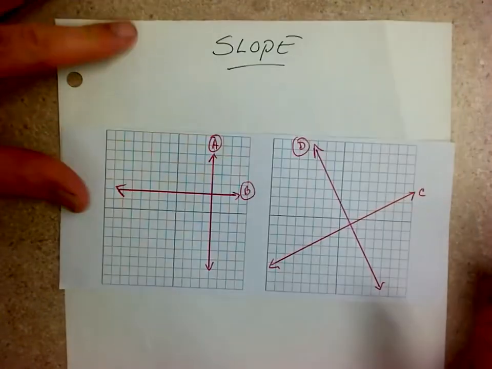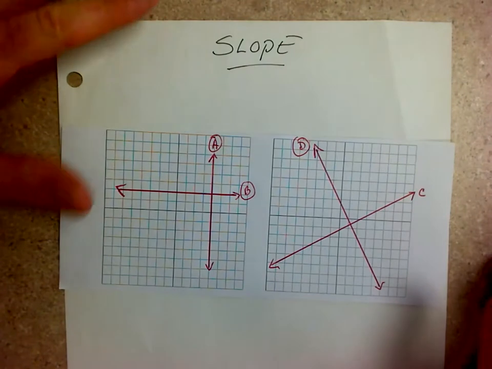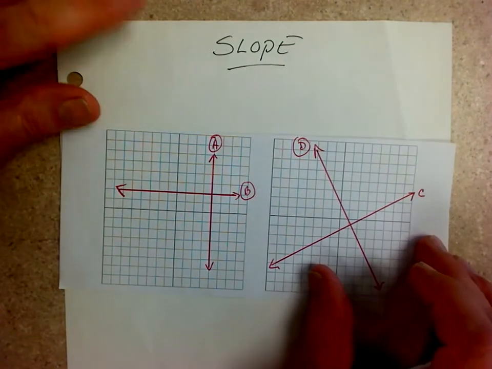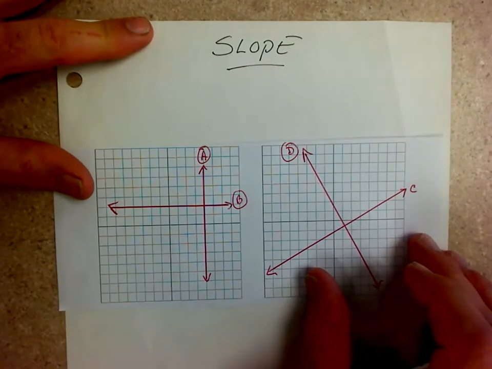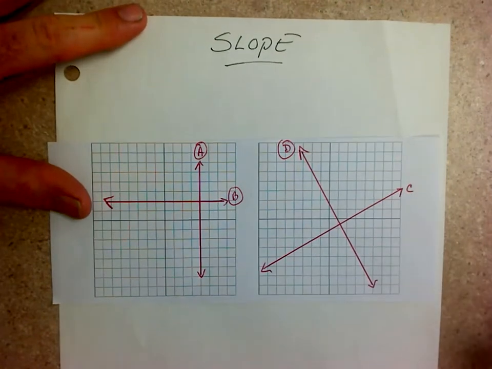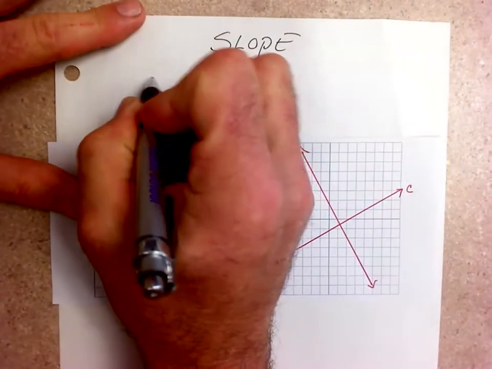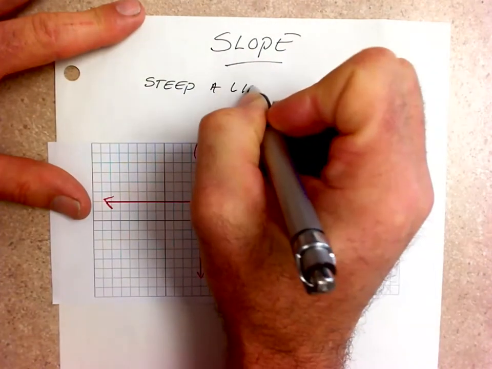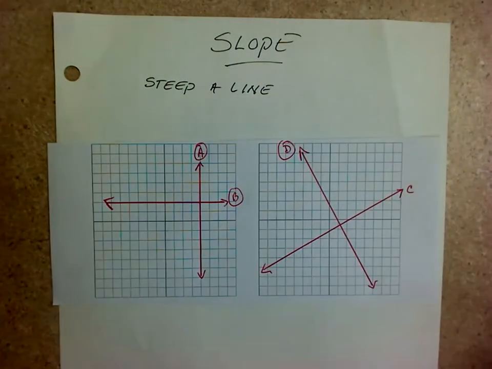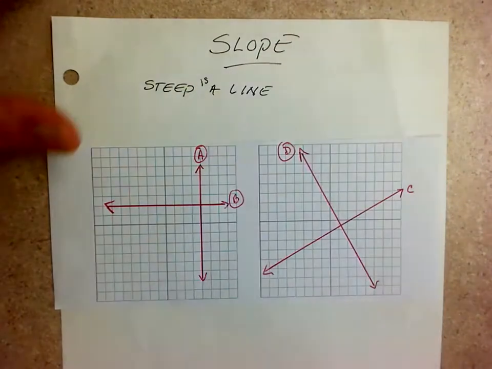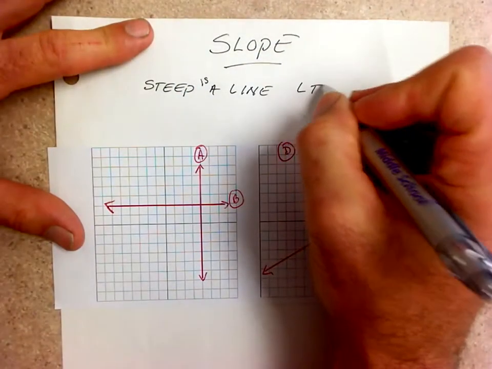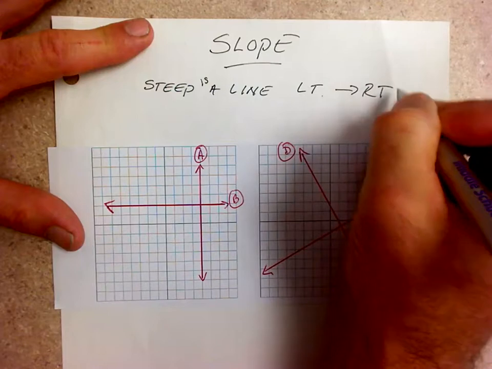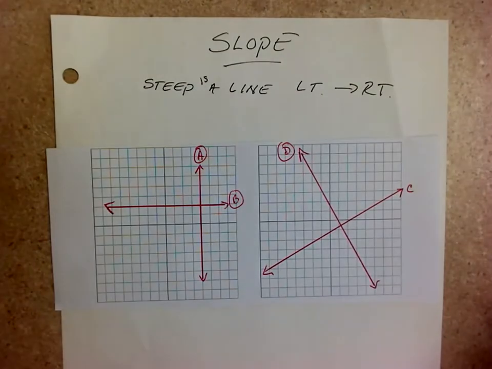Okay, so today in class we introduced the topic of slope, and we're going to do some things with slope for the next couple days, but today was just an introductory day. So again, our definition that we came up with is how steep a line is as it goes from left to right. That's the abbreviated definition of what we did in class today.